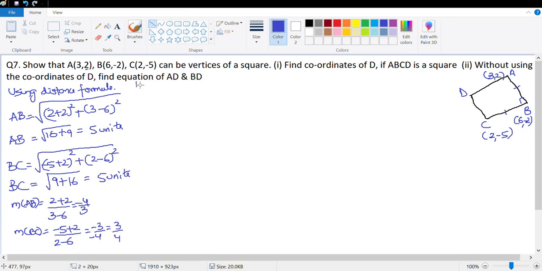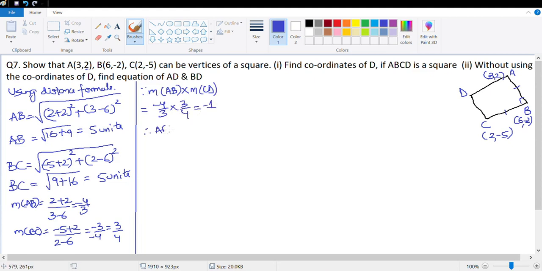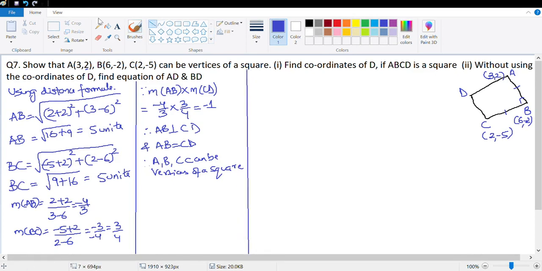So let's check if AB is perpendicular to CD. Since slope of AB multiplied with slope of CD is equal to negative 4 by 3 into 3 by 4, which is equal to negative 1. Therefore, AB is perpendicular to CD and AB is already given equal to CD. Therefore, A, B and C can be vertices of a square. Done. So they can be. We'll just have to figure out D. So yes, they can be. We've solved this part of the question.